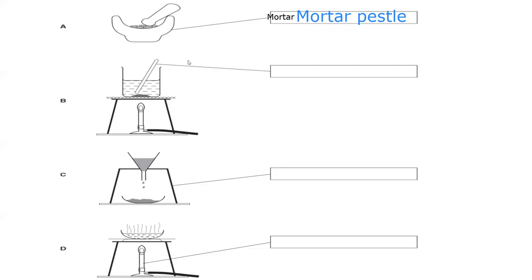What about the second one, B? Those who are not able to use the screen annotation can use the chat to type the answer. Stirring rod, that's good. So the first one is mortar and pestle, the second one is stirring rod. What about the third one, C?